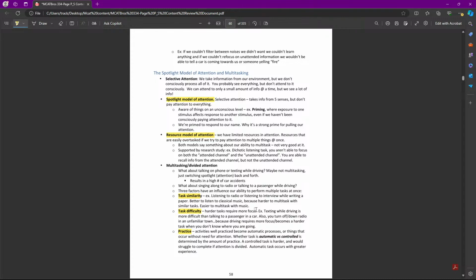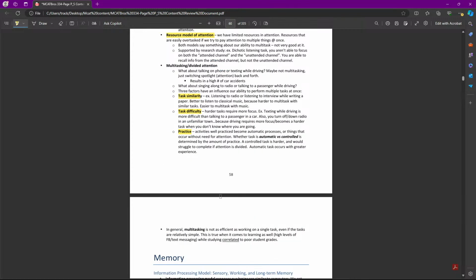And then practice. Activities that are well practiced become automatic processes, or things that occur without need for attention. Whether a task is automatic versus controlled is determined by the amount of practice. A controlled task is harder and would struggle to compete if attention is divided.